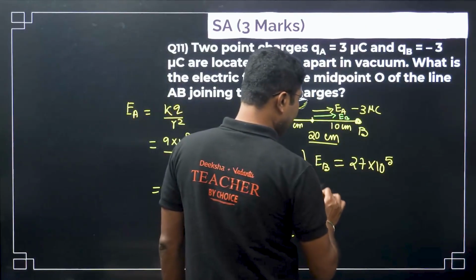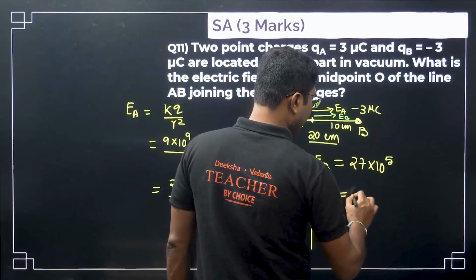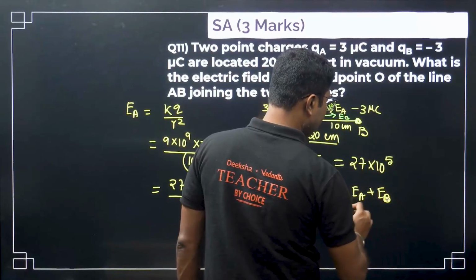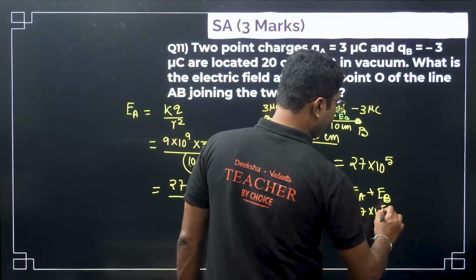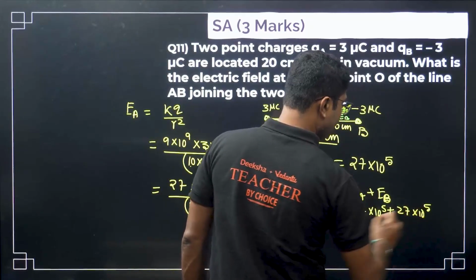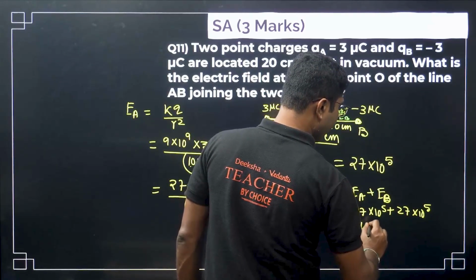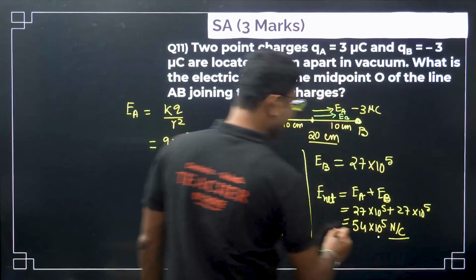So what is the net electric field? Net electric field will be EA plus EB. Why plus? Because both are in the same direction, that is 27 into 10 to the power of 5 plus 27 into 10 to the power of 5. 10 to the power of 5 is common, so 54 into 10 to the power of 5 Newton per Coulomb. The unit is very, very important.